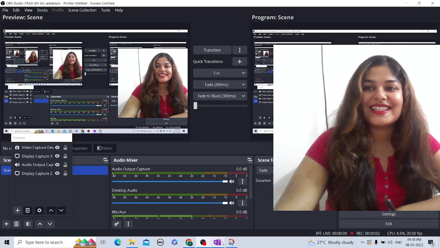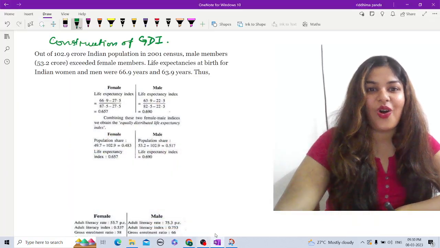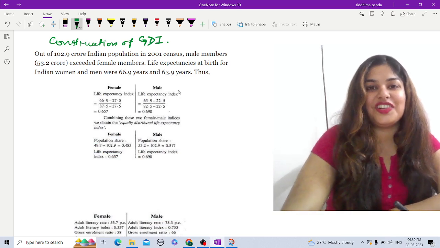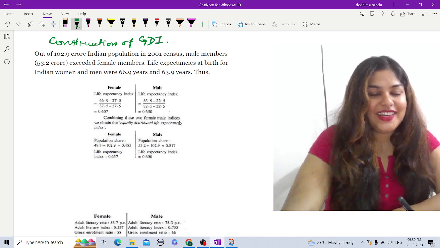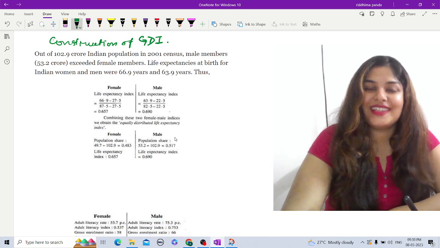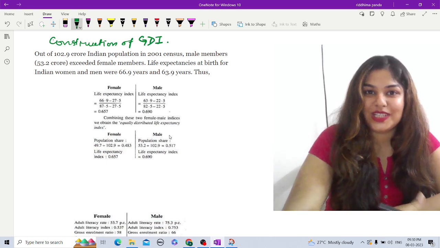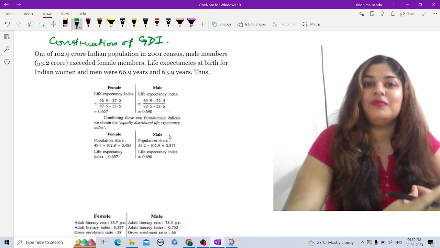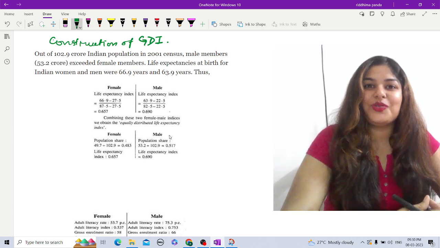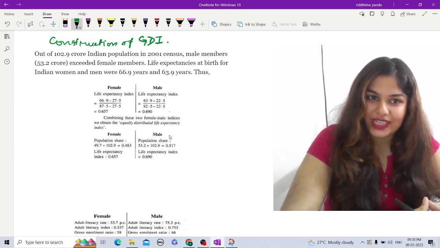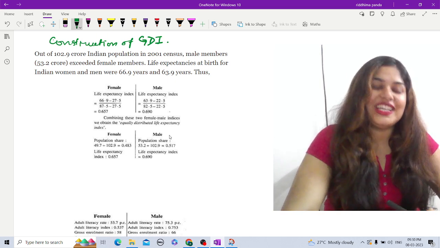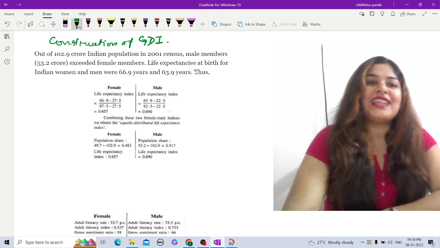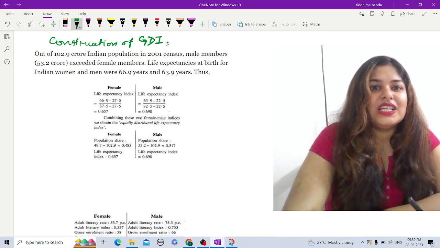So let's quickly discuss the construction of GDI, that is Gender Development Index. We have already discussed what GDI is and what the components are to form the measure of GDI. Here we are going to see how we can calculate and construct our Gender Development Index. To start with, we have taken some data.